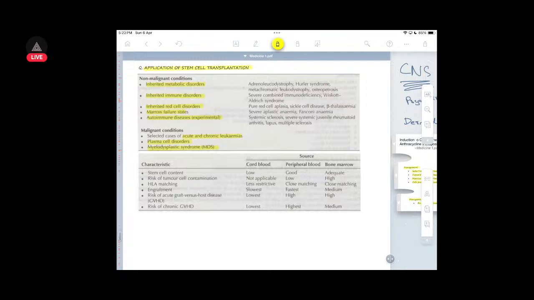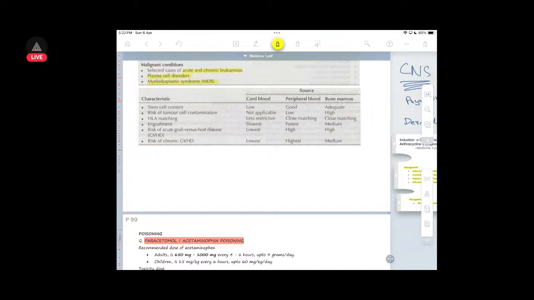So, inherited metabolic condition like adrenoleukodystrophy. Inherited immune condition, SCID, you have. Red blood cell, you can have beta thalassemia, aplastic anemia, Fanconi anemia, marrow failure states, aplastic anemia, Fanconi anemia. If autoimmune diseases, you can have systemic sclerosis, multiple sclerosis, lupus, juvenile rheumatoid arthritis. So various characteristics of stem cell is given.